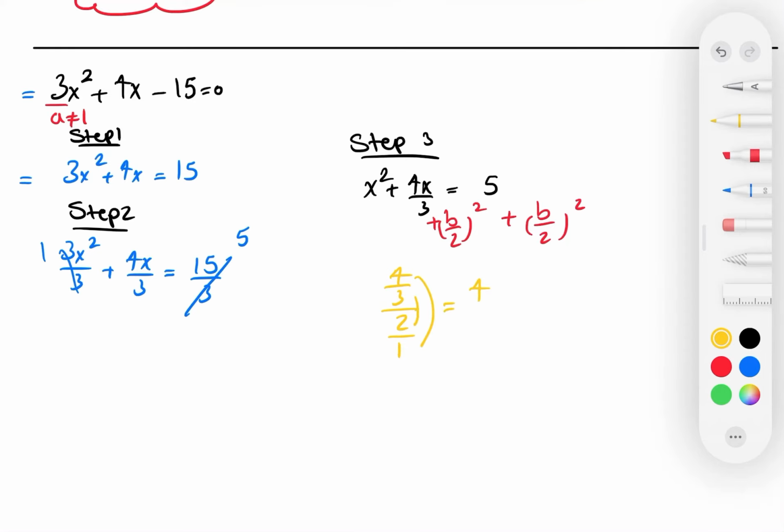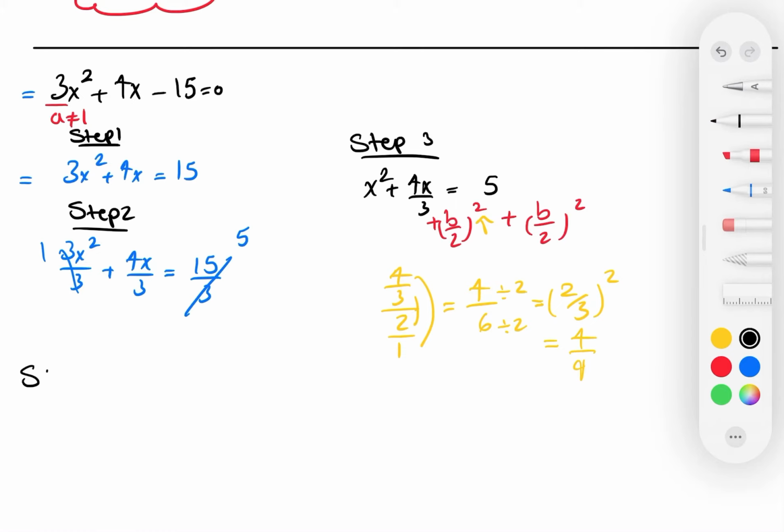So keep 4 on top. 4 times 1 is obviously 4. 3 times 2 is 6. This can be simplified with 2, which would give you 2 over 3. Then you'd have to raise it to the power of 2, because it's obviously raised to the power of 2 added to both sides, which would give you 4 over 9.